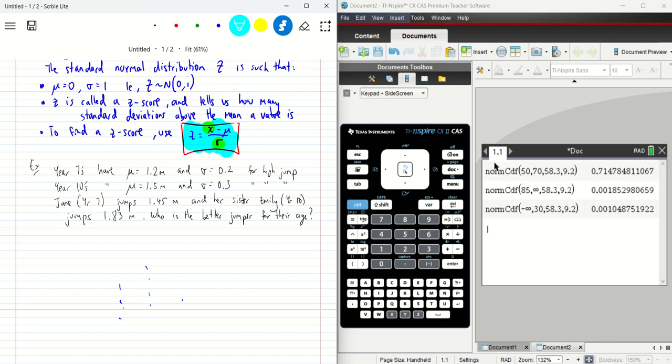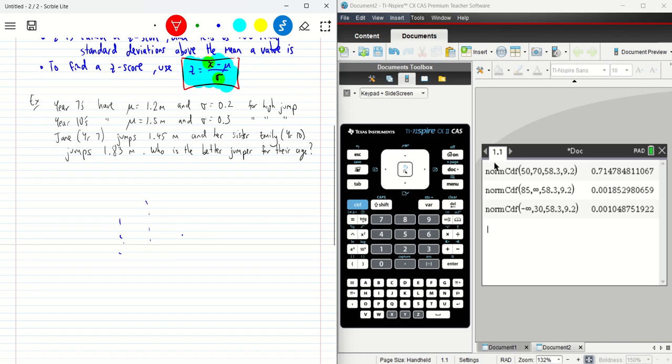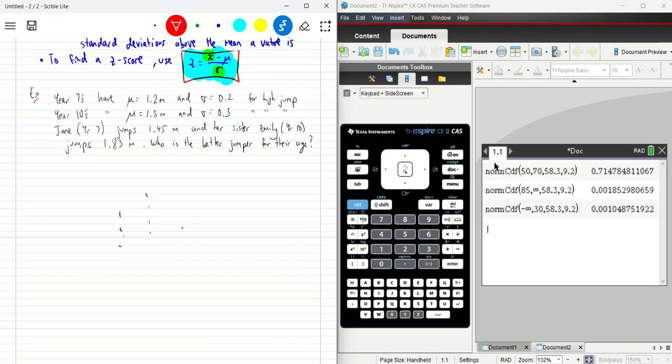And then we can compare some things. Let's actually do the example because this will make a bit more sense when we do it. Okay, so let me do Jane first. So Jane's X value, the value that she jumped, is 1.45 meters. So X is 1.45 meters. The mu for her is 1.2, and the standard deviation was 0.2.